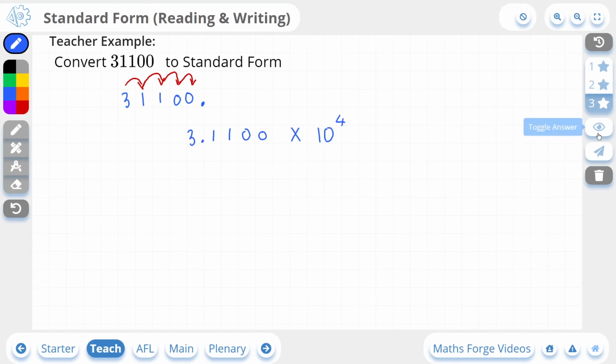And if we check our answer, there it is. And if you notice, there was no need to write the 2 zeros here, as I mentioned before. So our final answer, fully simplified, is 3.11 times 10 to the power of 4.